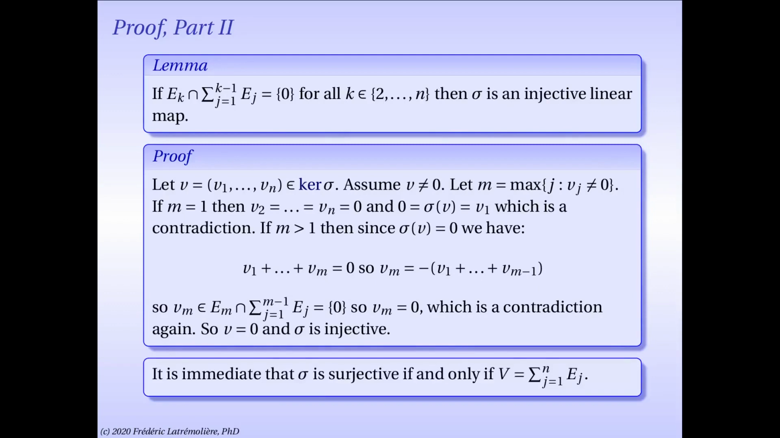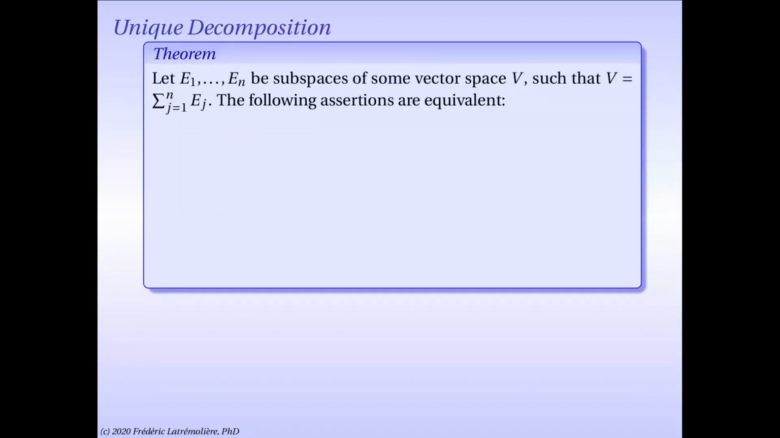Surjectivity is immediate. I mean, it is simply obvious by definition of sigma that the range of sigma is the sum of the subspaces E1, E2, etc. to En, and therefore we're surjective if and only if this sum is the entire space. Now let's prove the following core result, which is the essence of what we are trying to achieve in this lecture. It concerns the unique decomposition of a vector along a direct sum.